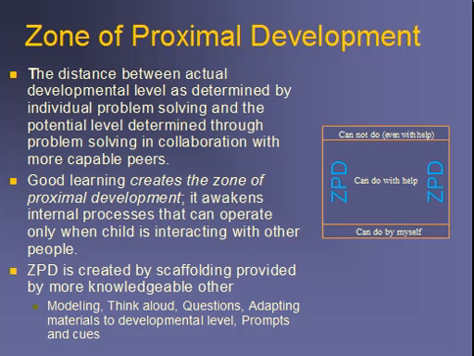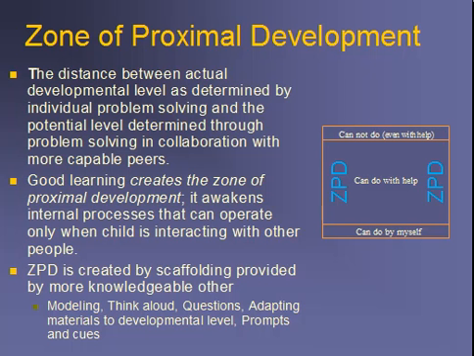So what are we talking about when we talk about the zone of proximal development? What we're referring to is the distance between an actual developmental level as determined by what a person or child can do on their own and what they can do in collaboration with more capable peers.